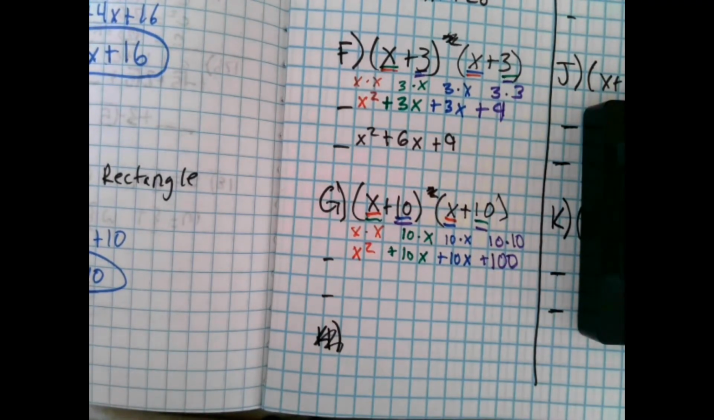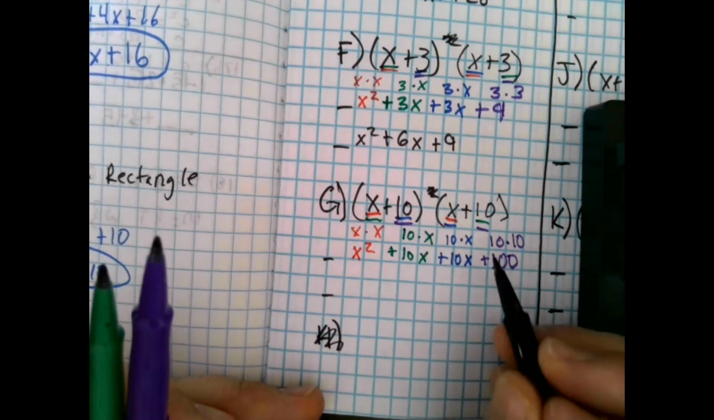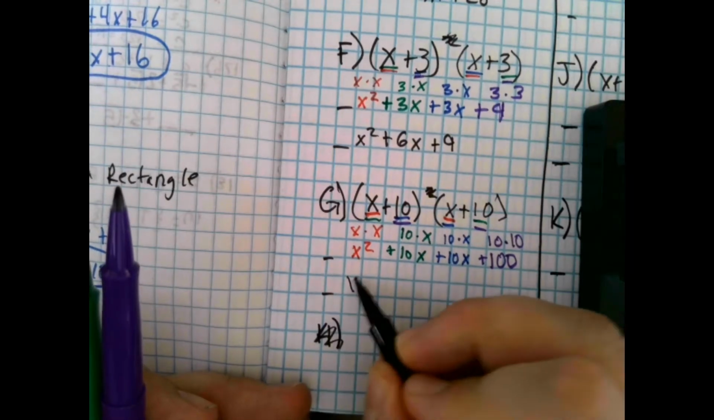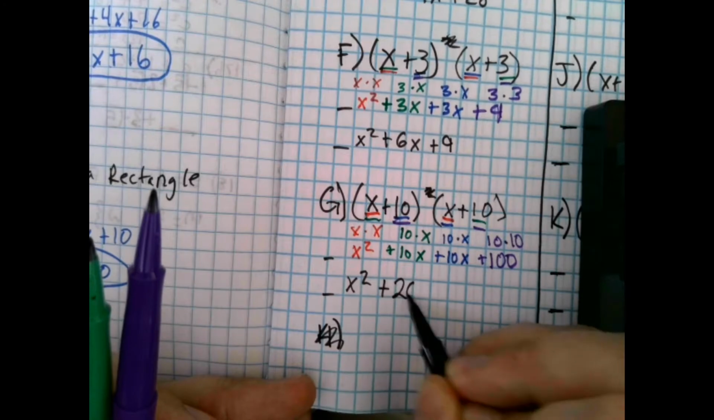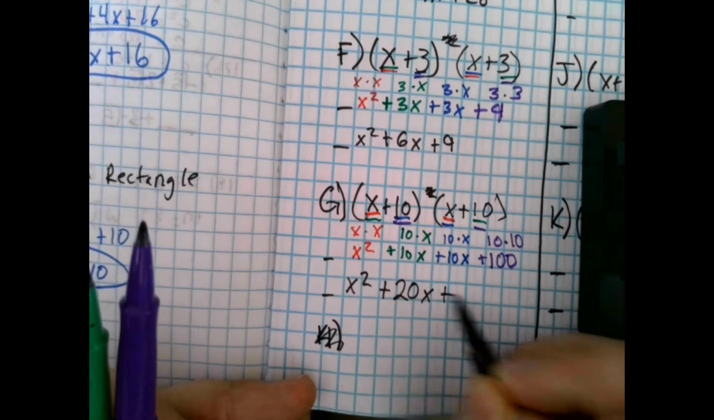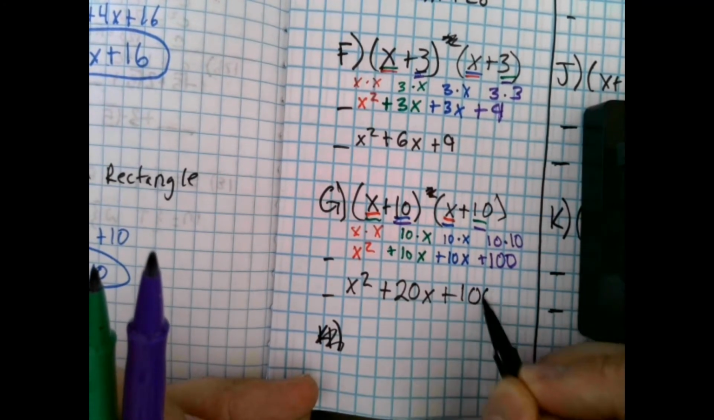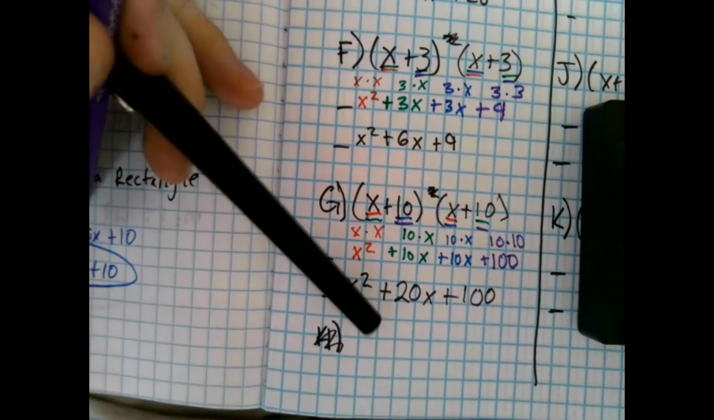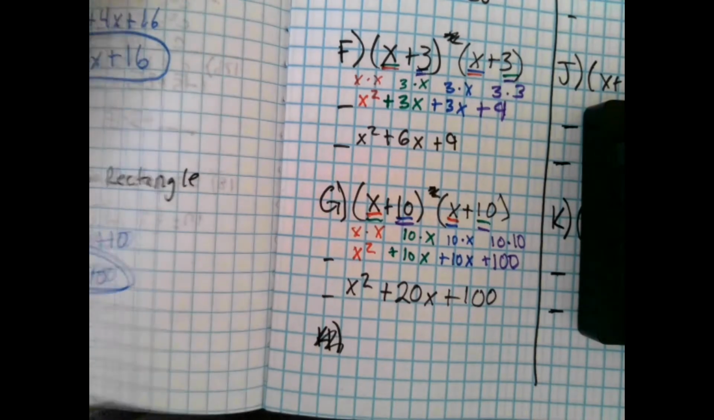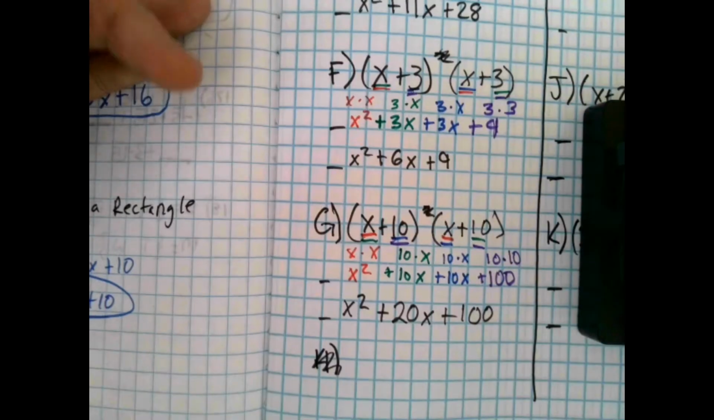Now, we do have like terms in the middle here. 10x and 10x both share an x. So we're going to write x squared plus 10 plus 10 is 20x plus the 100 from the end of our expression, and we have our final answer. All right, we're halfway there. There's only 4 more examples left.